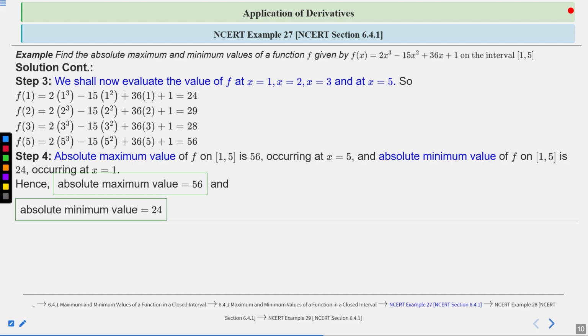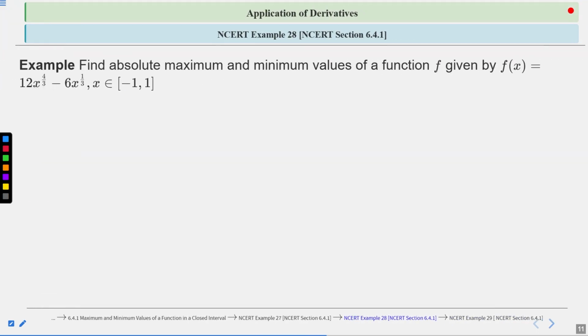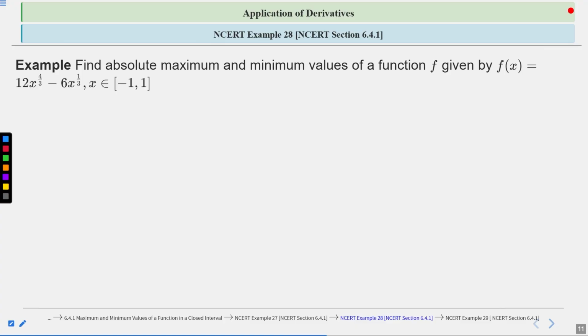Okay. Let's move to the next part. Example 28, NCERT example 28, NCERT section 6.4.1. So let us see what we can do.